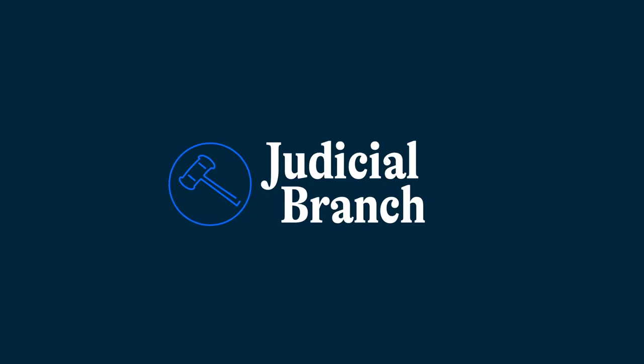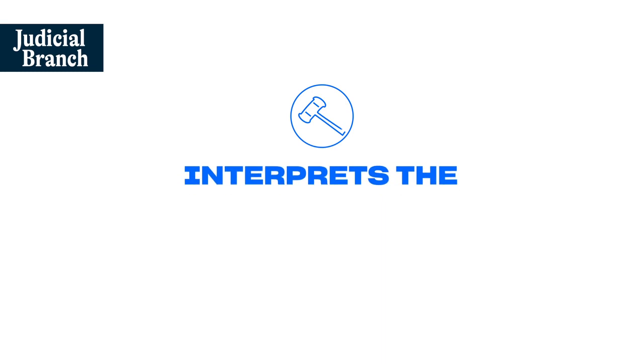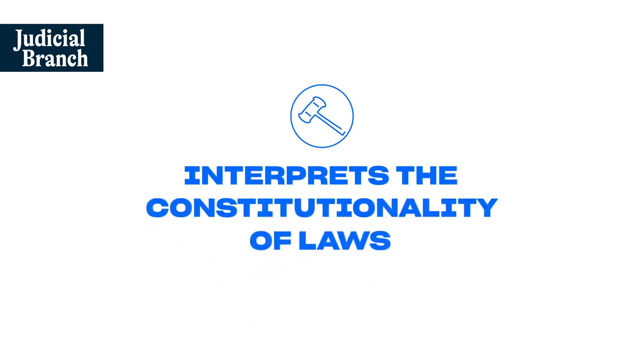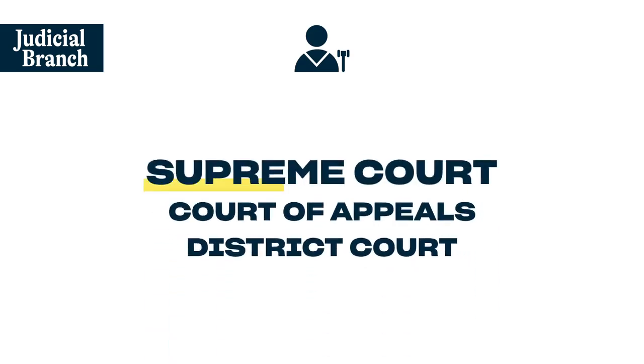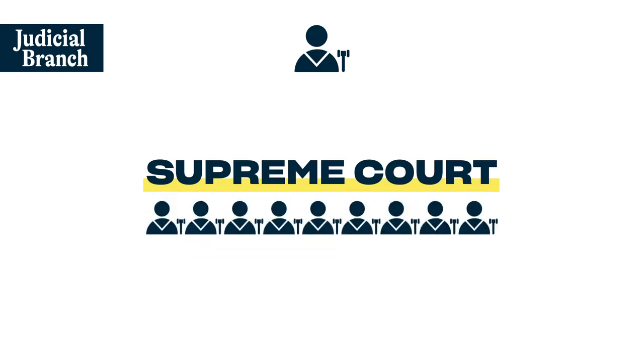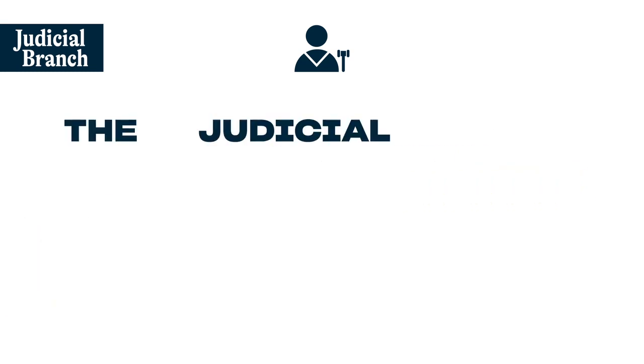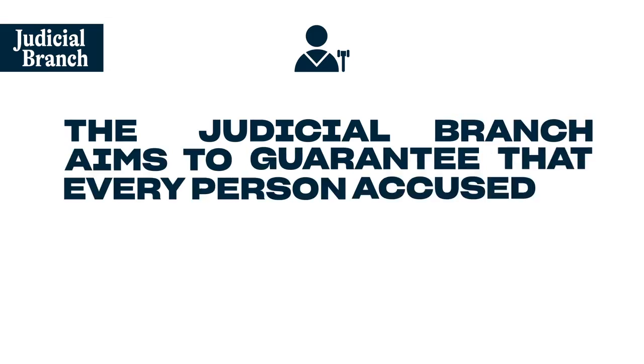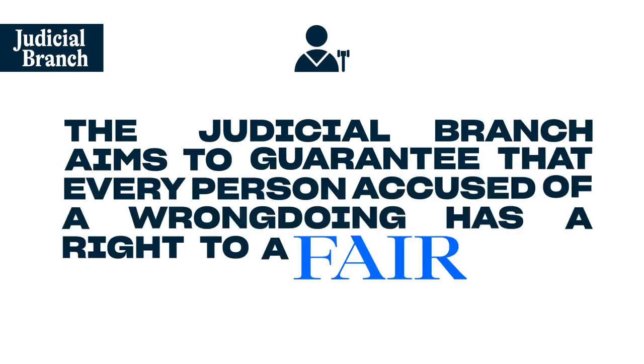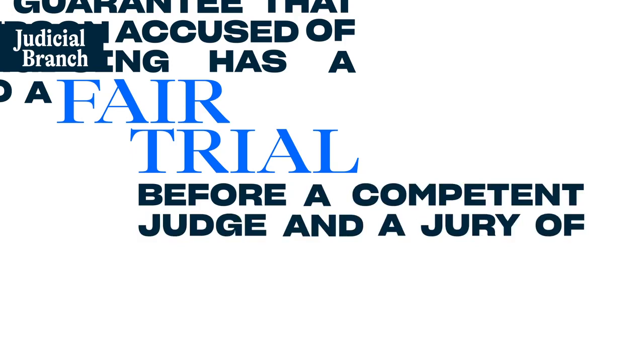Judicial branch. Finally, we have the judicial branch. The judicial branch interprets the constitutionality of laws passed by Congress and applies them. At the top of the judicial branch is the United States Supreme Court. The highest court in the U.S., the Supreme Court consists of 9 justices who serve lifetime appointments. They are appointed by the President and get approved or opposed by the Senate. Overall, the judicial branch aims to guarantee that every person accused of a wrongdoing has a right to a fair trial before a competent judge and a jury of one's peers.